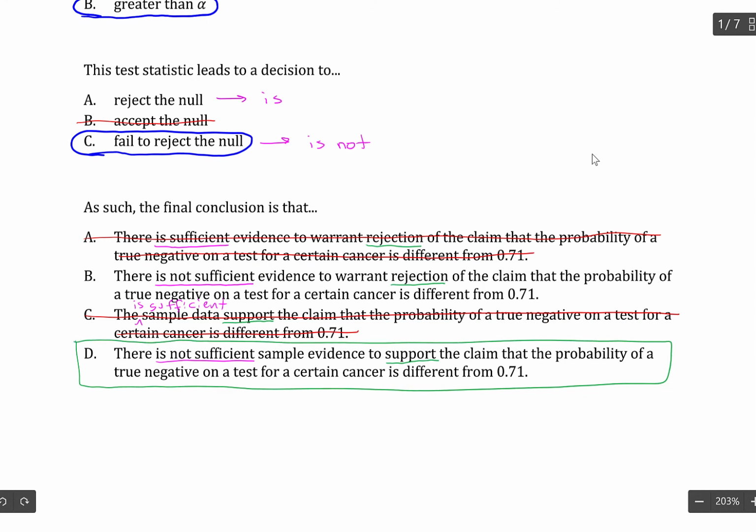So there is not sufficient evidence to support the claim that the probability of a true negative on a test for a certain cancer is different from 0.71.